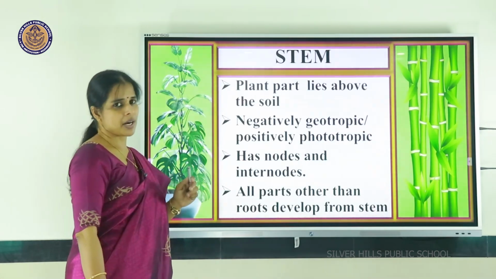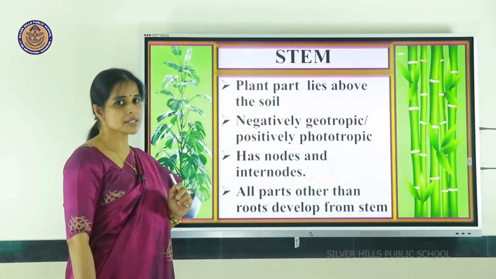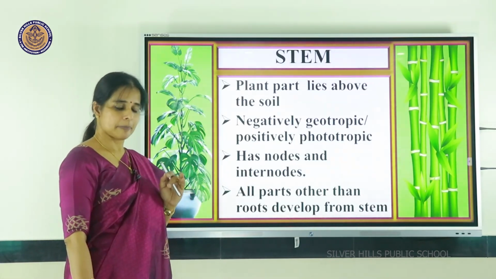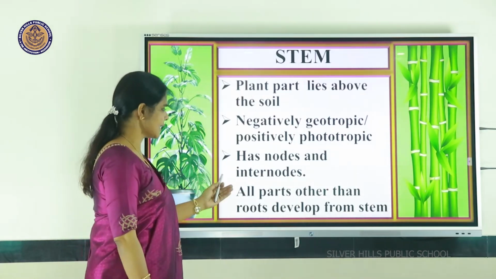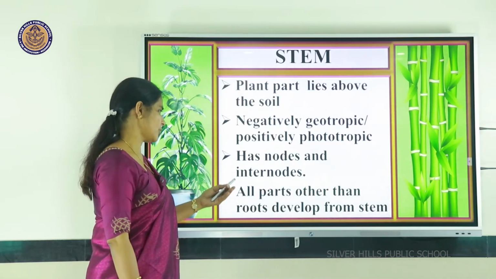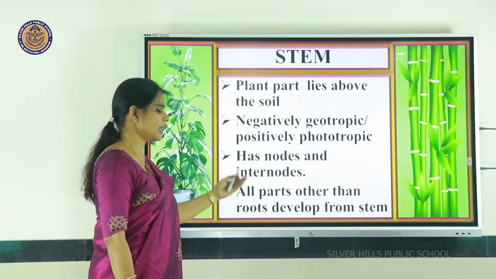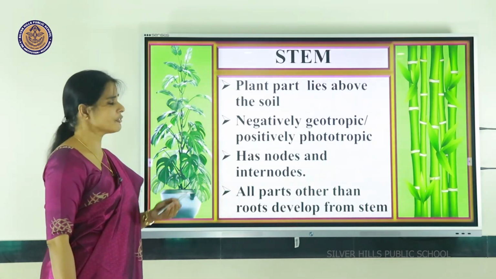Now, all parts other than roots normally develop from the stem. Parts such as the leaf, the branches, the flower, the fruit, and even the seed, whether it is present inside the fruit or outside, all these parts we can see only on the stem. So that is also an important characteristic feature of the stem.